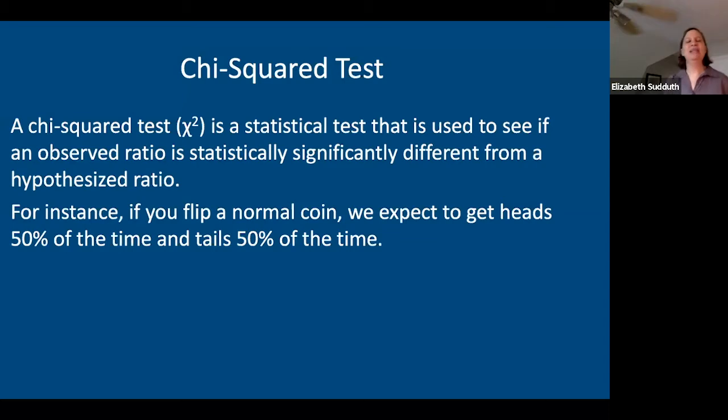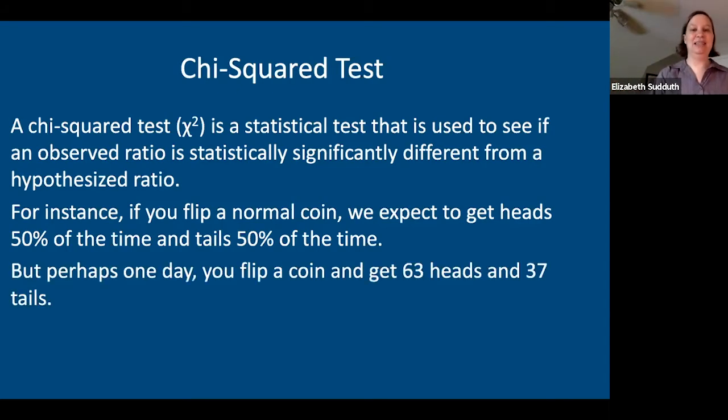And here's a way to think about how a chi-squared test works. When we flip a coin, we expect to get heads 50% of the time and tails 50% of the time, right? That's how coins work. That doesn't mean we're going to get heads first and then tails and go back and forth perfectly, right? We know that it might not be perfectly 50-50. We're comfortable with that idea.